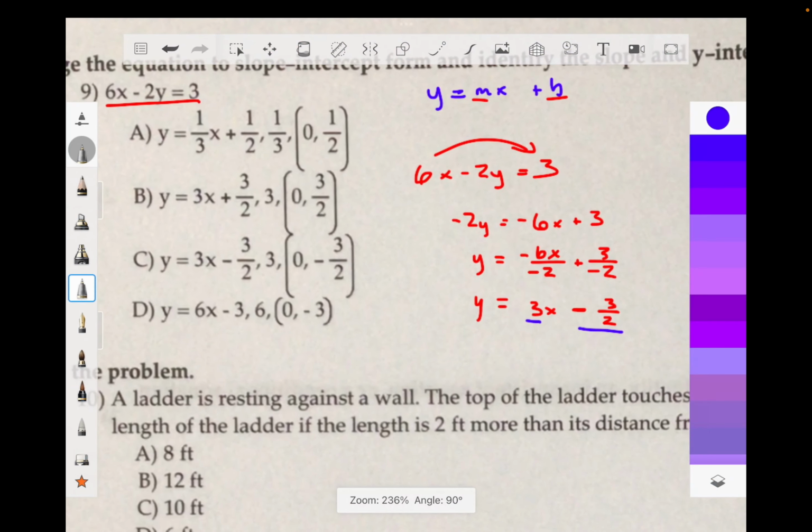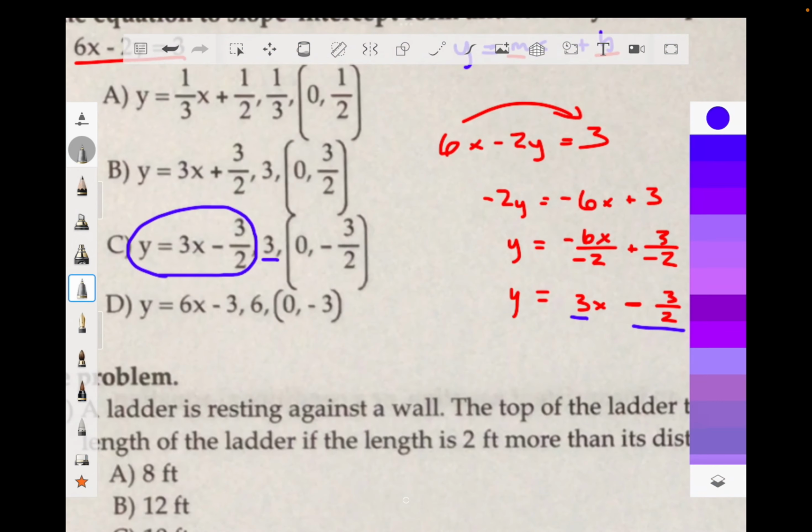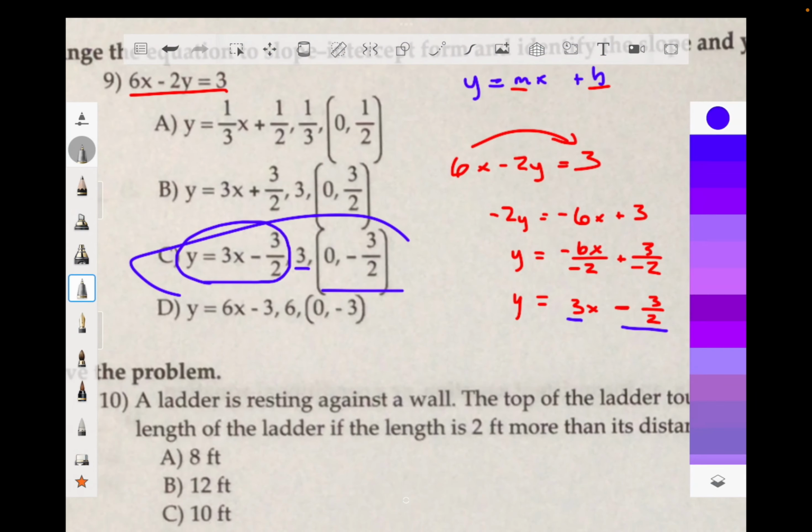So which one fits that description? Well, the only one that actually works as our slope-intercept form is C, because this is m, and this is our y-intercept. So that's the one that works.